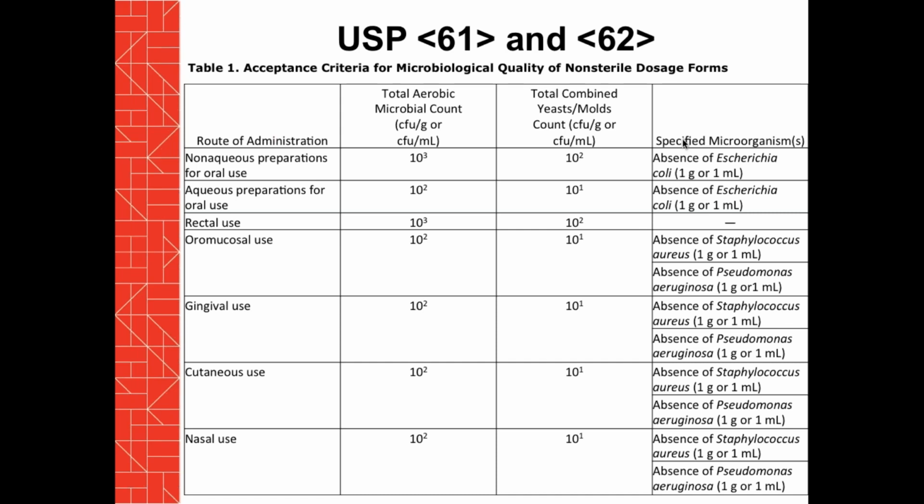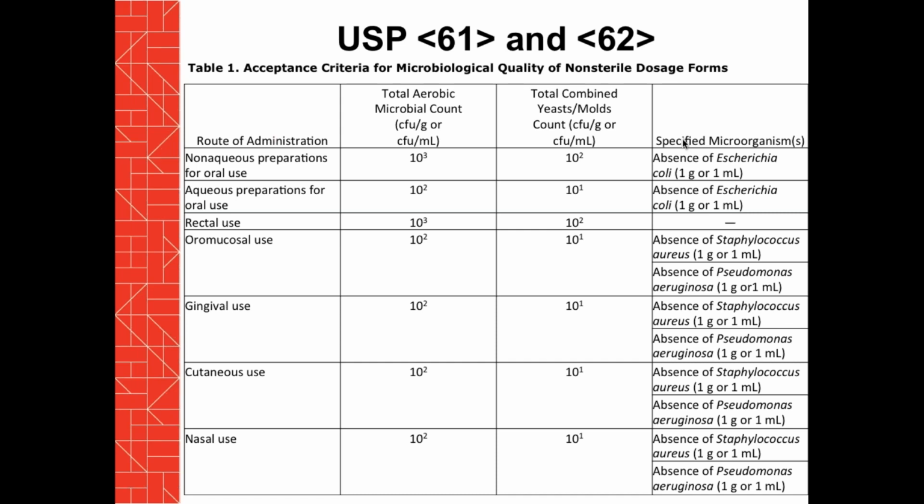USP 61 and 62. Table 1 in USP 1111 provides the TAMC and TYMC and absence criteria based upon the route of administration. Again, this list is not exhaustive. The drug product manufacturer should evaluate the necessity of other challenge microorganisms based upon the nature of the individual excipients, the manufacturing process, or even the details of the use of the finished product.